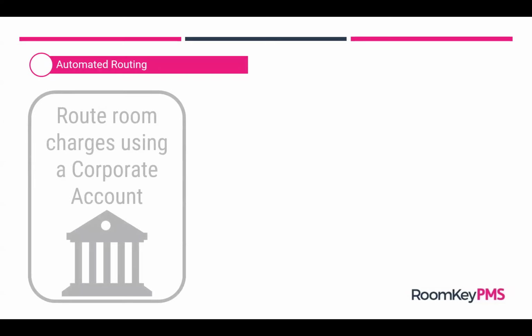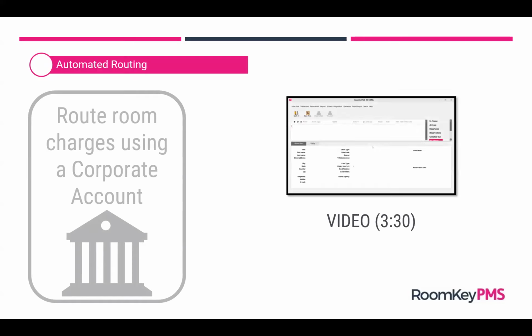So the first example that I have here is using a corporate account. We're going to route room charges using a corporate account. So I have a video here that's going to demonstrate this process. It's a little bit longer because I will show you the routing instructions that are required on the corporate account, as well as how to book the reservation and then how to check out the reservation. Because a reminder here is that the routing instructions will only take effect at the time of checkout when you are checking out the guest. So we'll see that as part of this video.